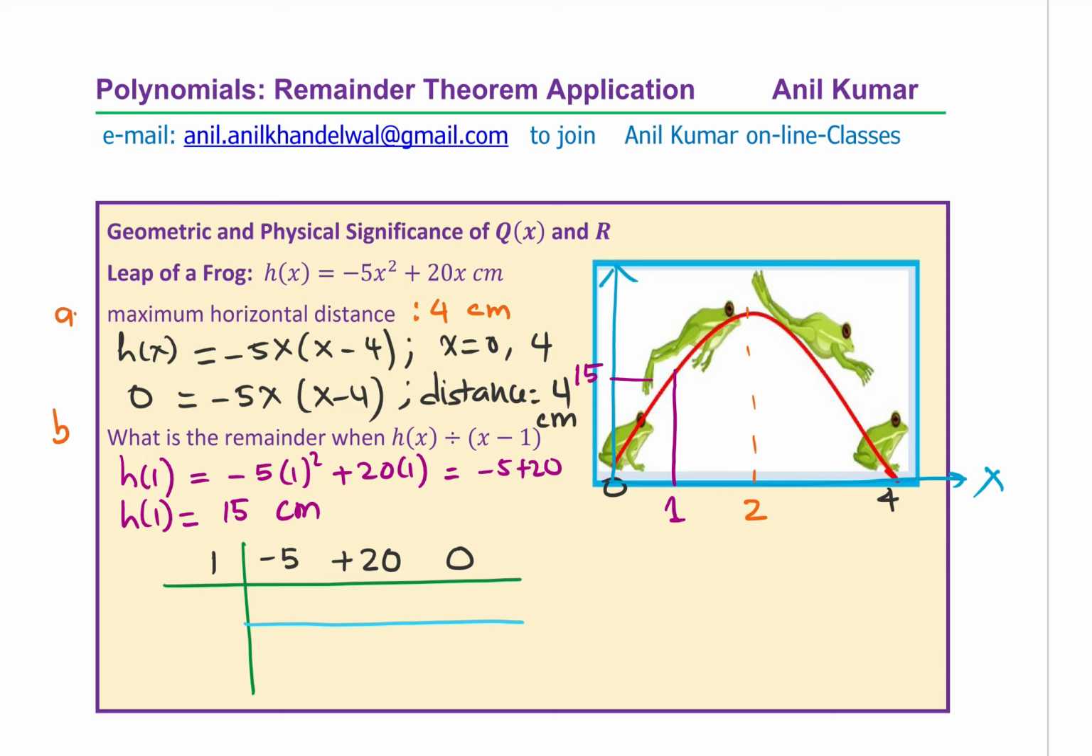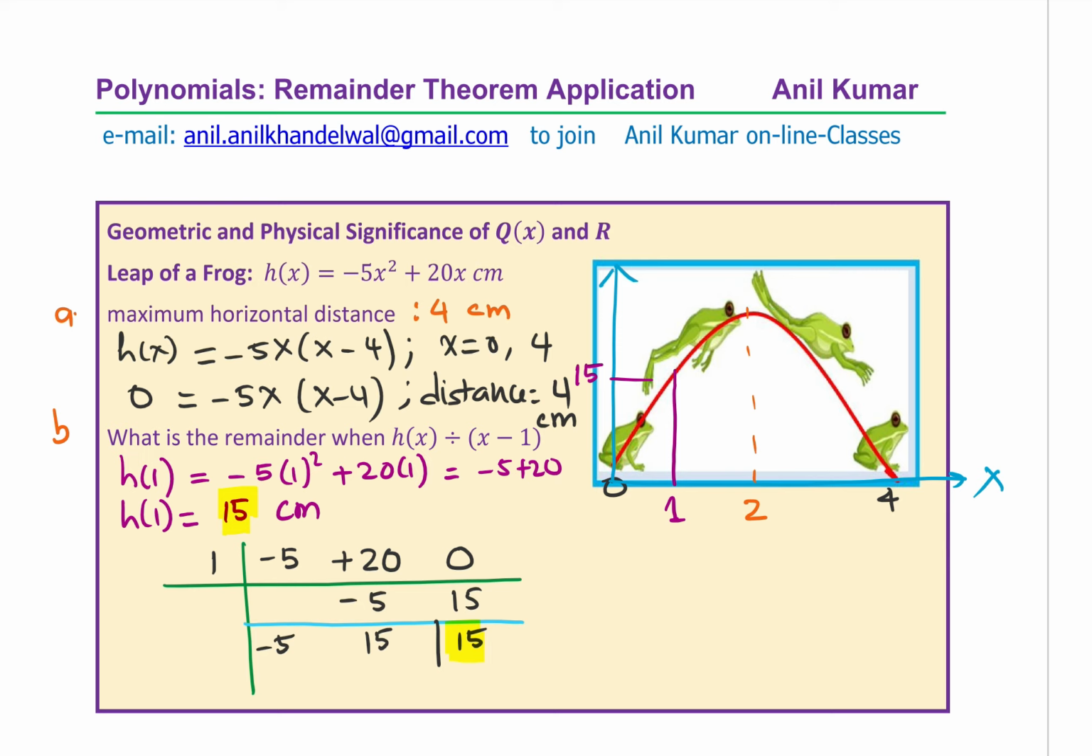So bringing down minus 5, multiplying by 1 gives us minus 5, adding gives us 15, and then multiplying, we get 15, and adding, we get 15 as the remainder. Perfect. So as you can see here, the remainder is 15. So the calculation is absolutely correct.